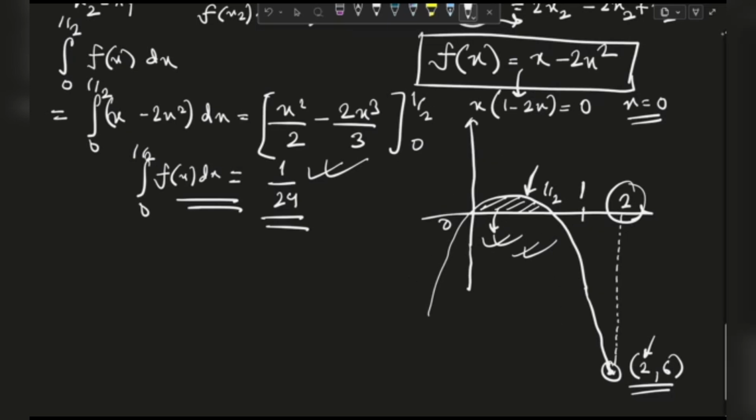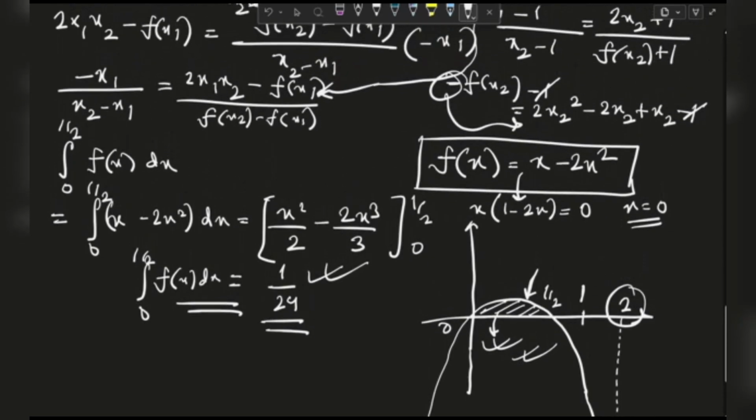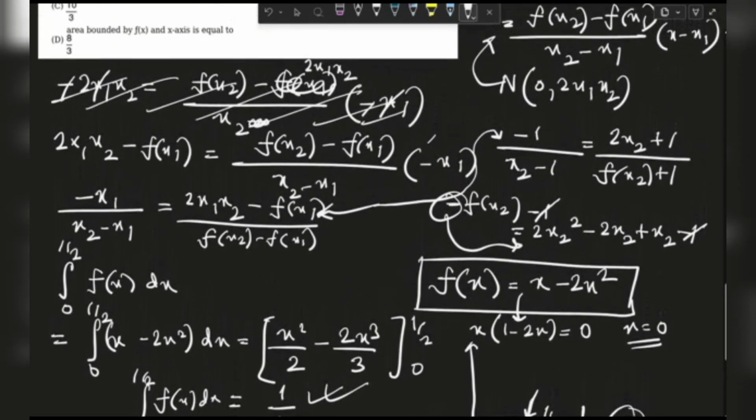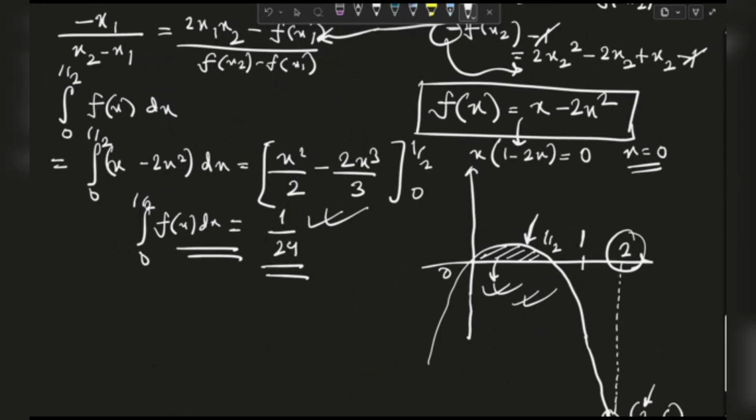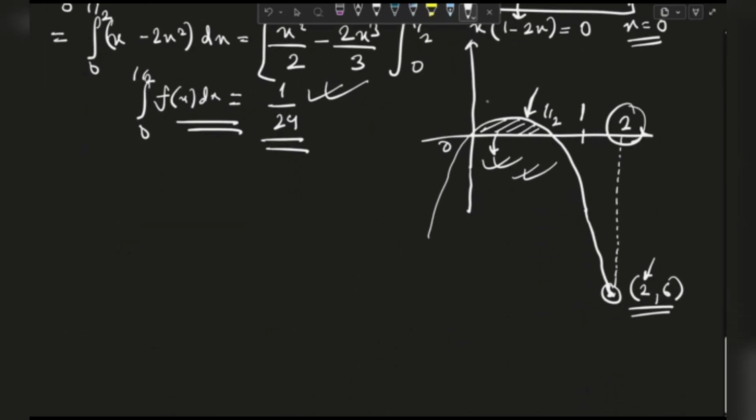But if you see the options, I will show you the options. They are 10 by 3 and 8 by 3, which is not at all equal to half. And you can see the question also says area bounded by f of x and the x-axis, like y equal to 0. So now if we see our graph, this should have been the area.